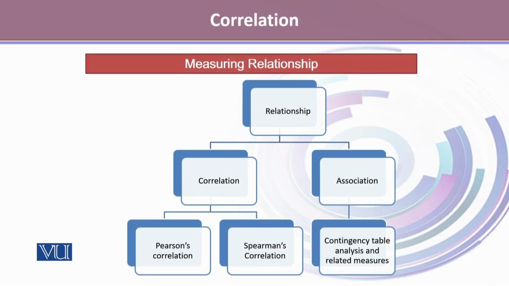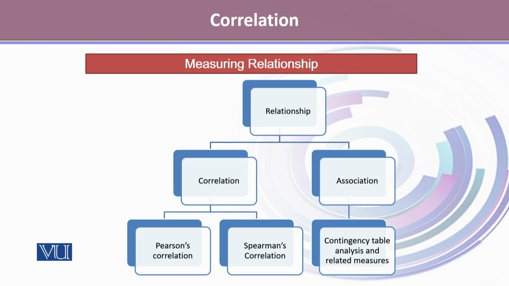When we are looking at the relationship between two variables, we can talk about correlation or we can talk about association. These two terms are interchangeable, but generally in statistical nomenclature, we prefer using the term association to represent the relationship between categorical variables, whereas correlation represents the relationship between quantitative variables. So when we have to look for the association, we perform contingency table analysis and related measures. But if our interest is to look at the relationship between two quantitative variables, then we look for the correlation.